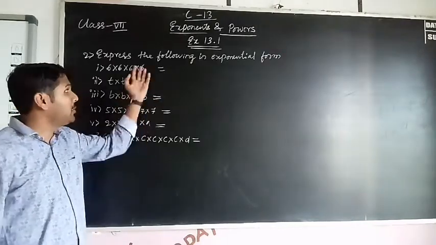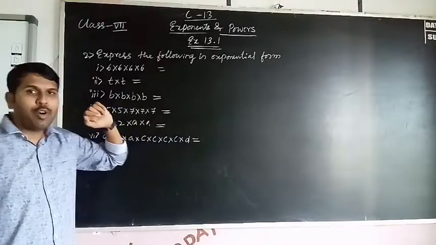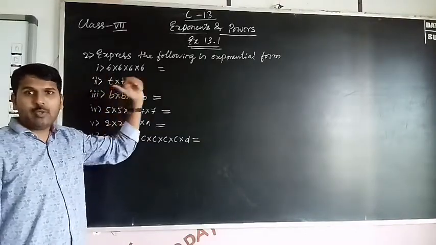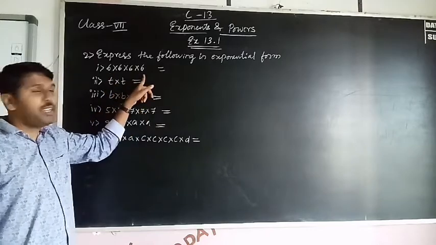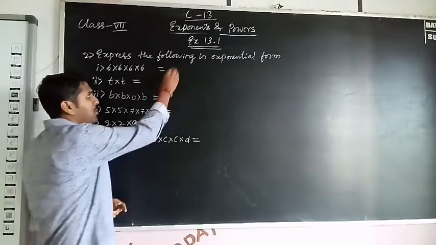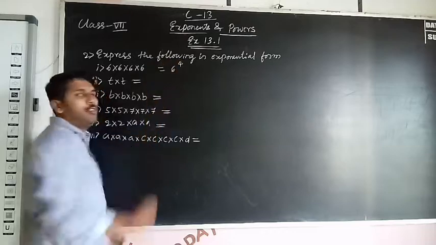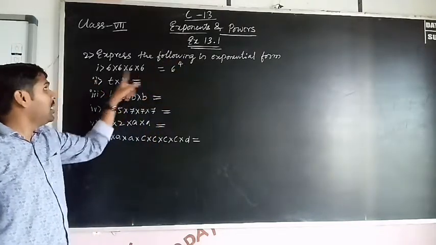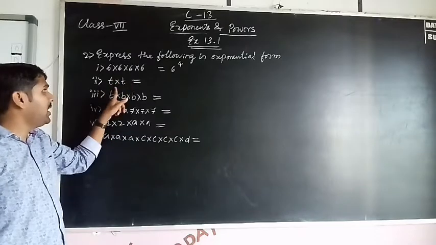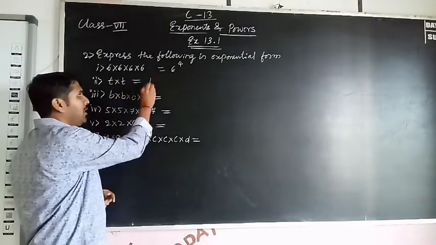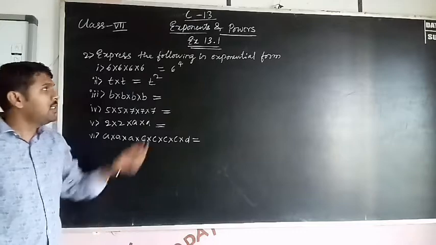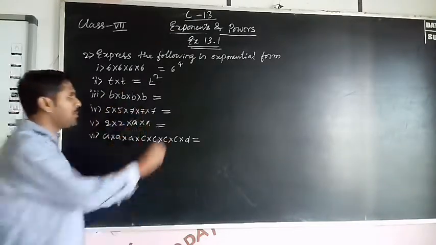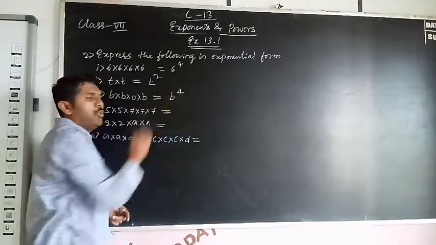Second question, express the following in exponential form. So it's very easy because they have already given the base. You should write only the powers. 6 how many times? 4 times more. So the answer is 6 raised to 4. So 6 is the base, power is 4. Why? Here there are four 6s. So next here, t into t, t raised to 2. Why? Because here t is there how many times? 2 times. Next b, how many times? 4 times, means b raised to 4. Very easy.